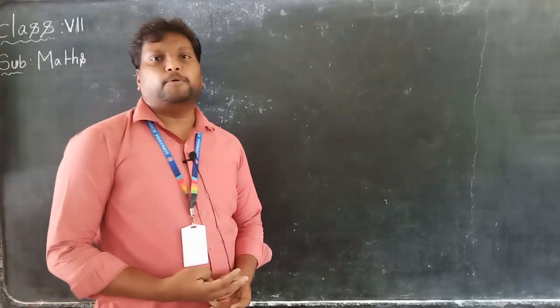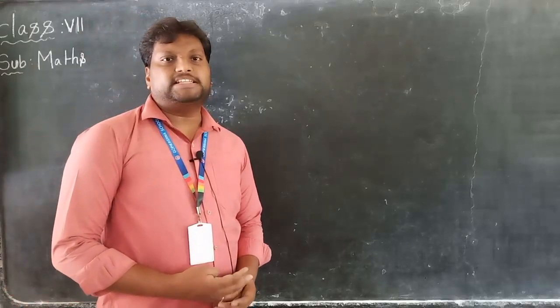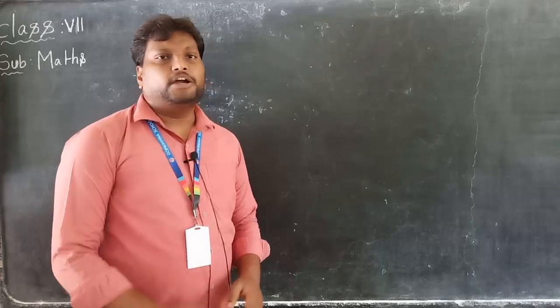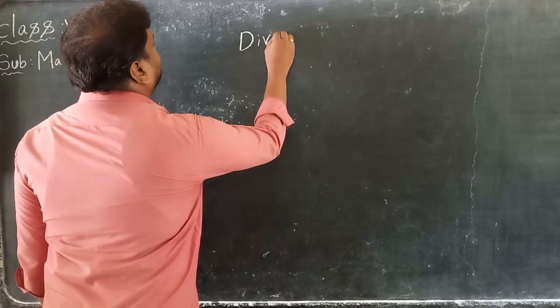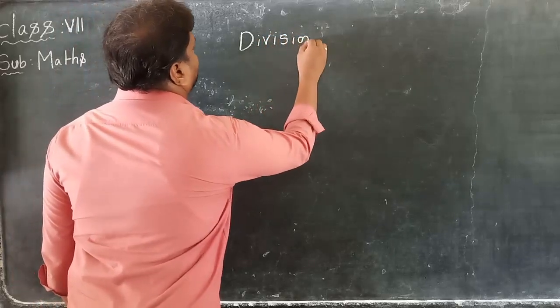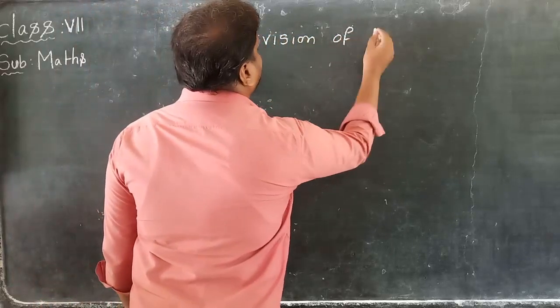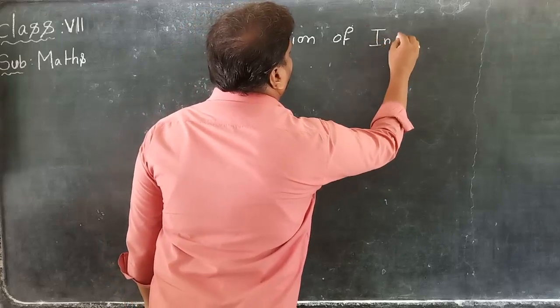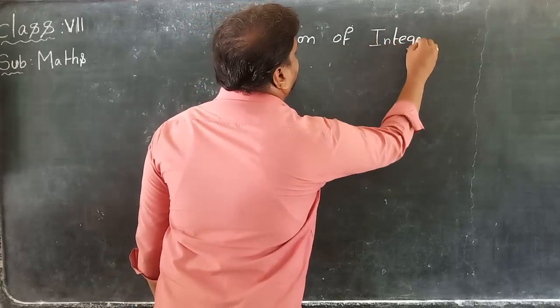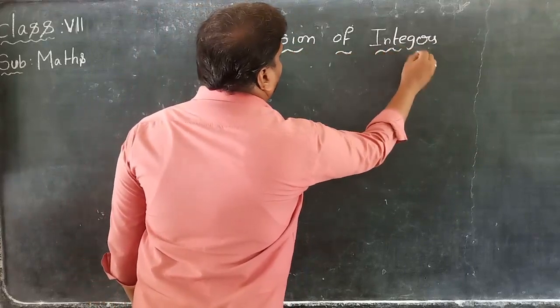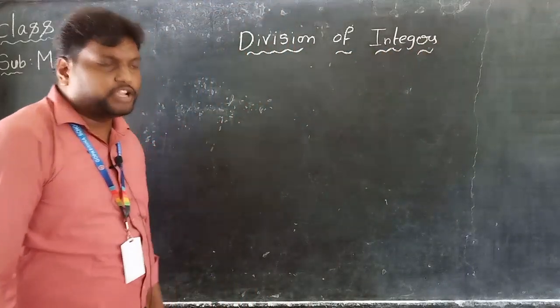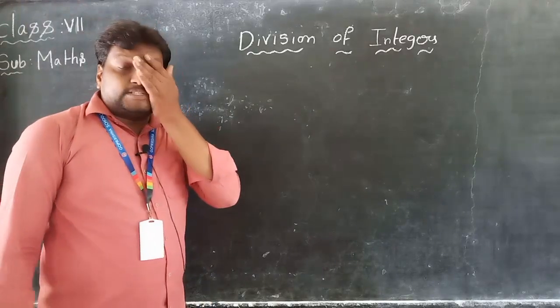Last class we discussed the properties of integers under multiplication and some problems. Today we will discuss division of integers. In division, another name we can use is ratio.